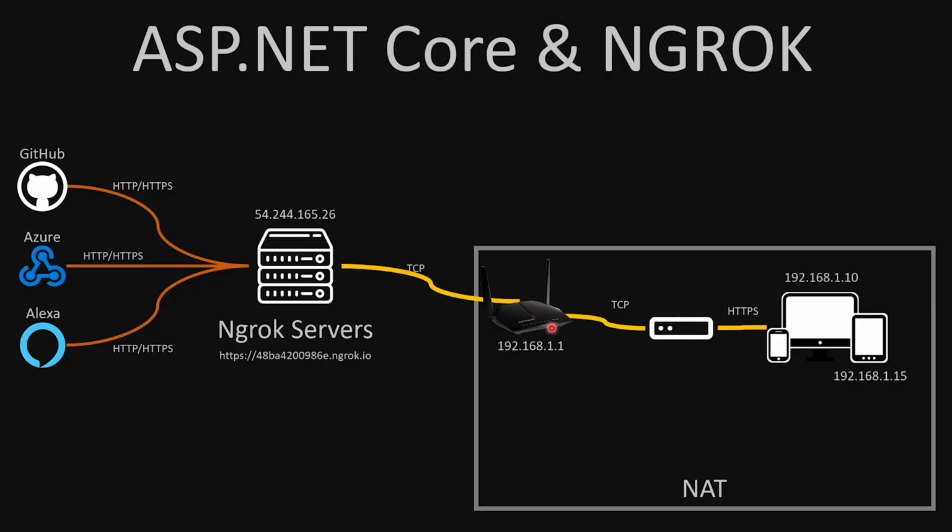What Ngrok does is it establishes a TCP tunnel. So it's not even an HTTP tunnel, it's just a plain old TCP tunnel. And TCP, by the way, just without going into too much detail, is layer 4 in terms of the OSI stack. And HTTP is layer 7, I think. Doesn't matter. HTTP rides on top of TCP.